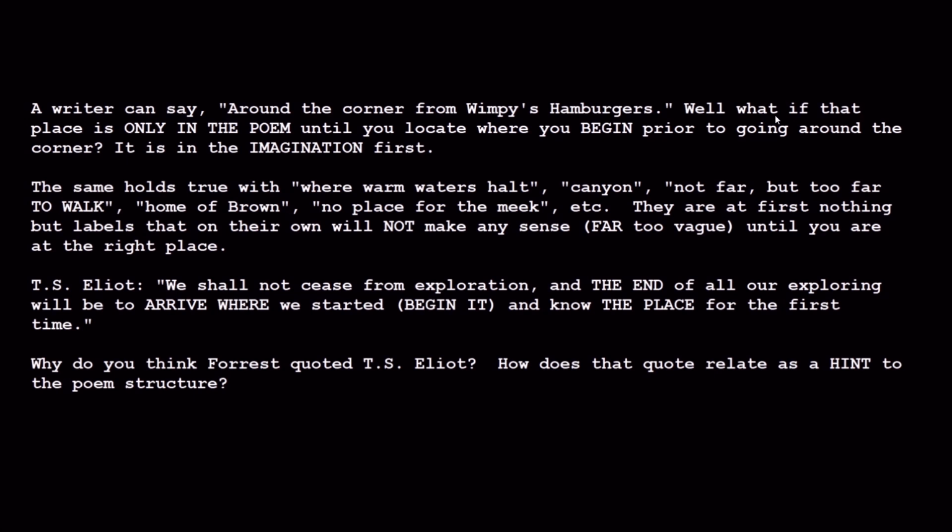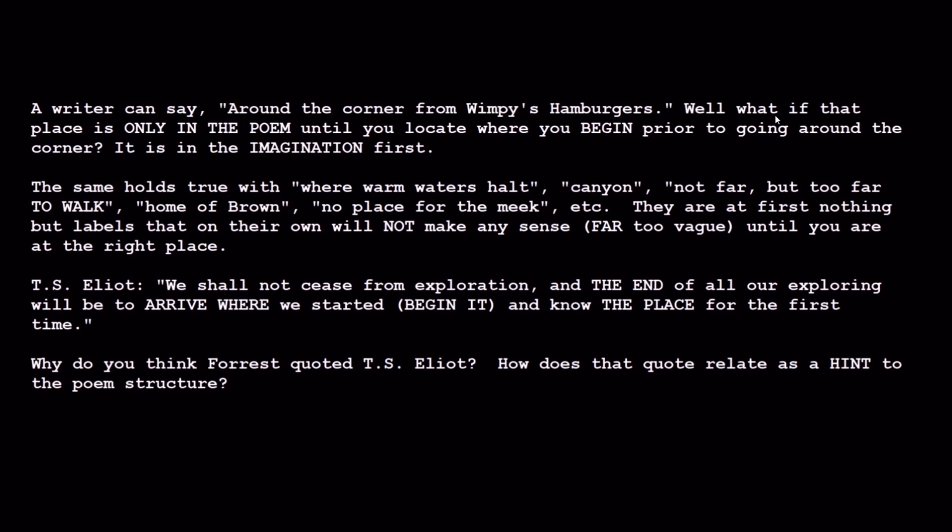What if that place is only in the poem, like I said, until you locate where to begin, prior to going around the corner? In other words, Wimpy's Hamburgers can't be found unless you're standing at the right place before you go around the corner. There's no shortcuts. There's only one way to do this. And at first, he's telling you to use your imagination, which is exactly what you do when you're reading a novel. The same holds true, like I said, where warm waters halt, canyon down, not far, but too far to walk, home of Brown, no place for the meek, etc.